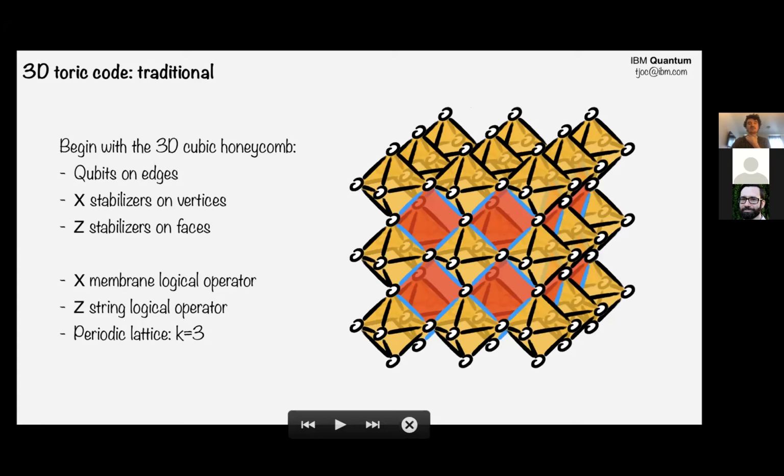Okay, and the Z logical operator is going to be a string that's going to move along the Cartesian coordinates. If I look at a periodic lattice in 3D, there are going to be 3 logical operators because there'll be an X string for each of the Cartesian directions, and the corresponding Z logical operator will be a membrane that's orthogonal to that string. Okay.